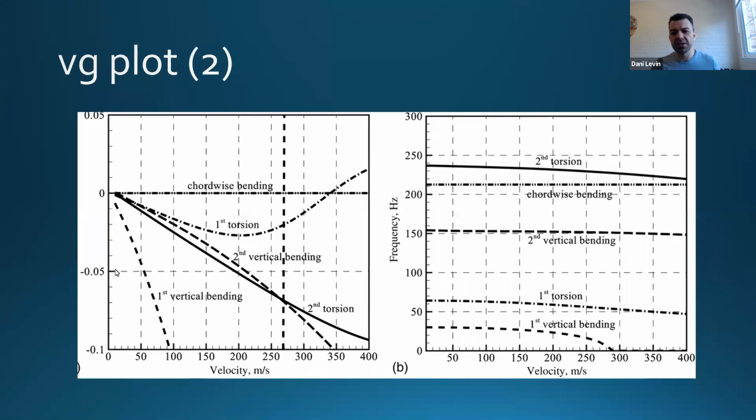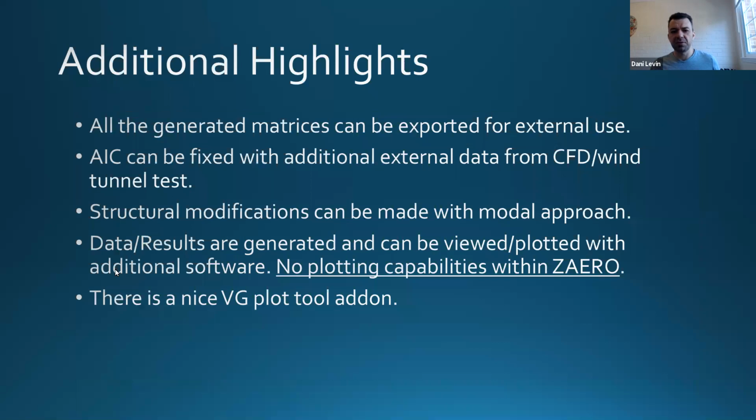This is widely accepted, and ZAERO just generates these plots. Was this clear enough, or does it provide the plots, or does it just provide the outputs that you can then go plot in MATLAB or something of your choice? Yeah, it doesn't provide the plots. It provides a text column file for you to plot, for example, with the edit VGplot tool.